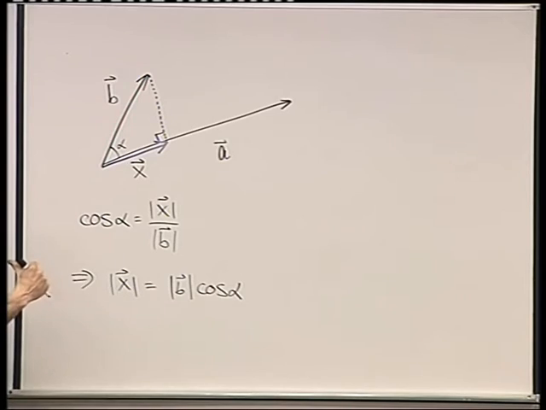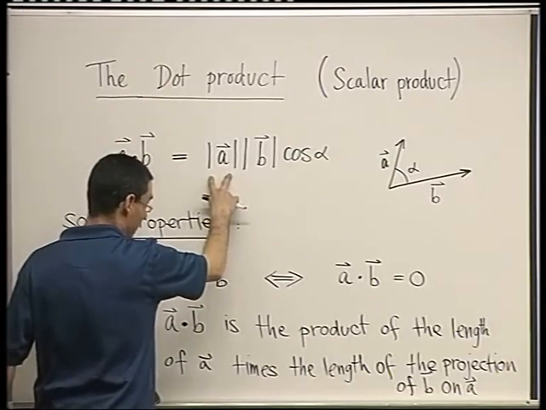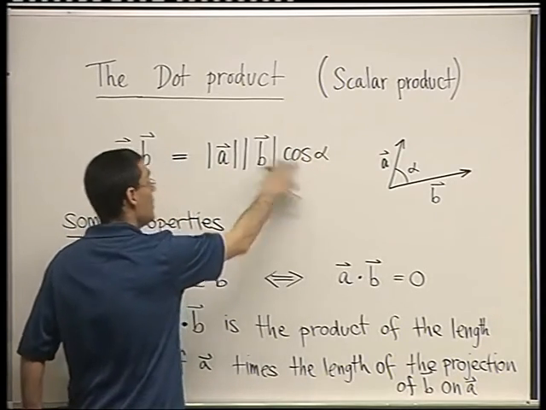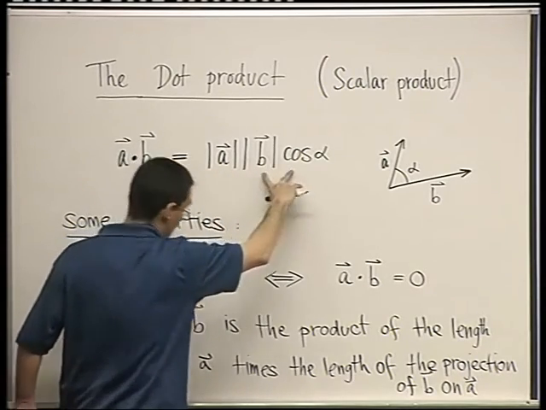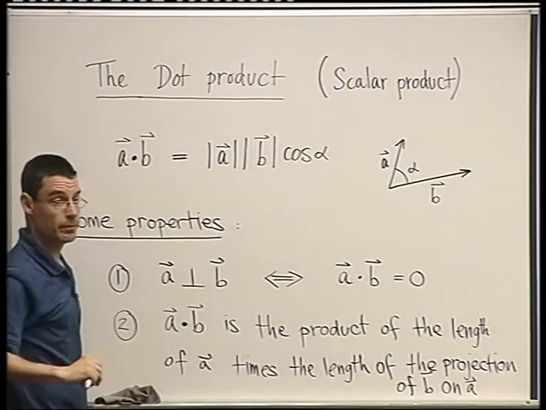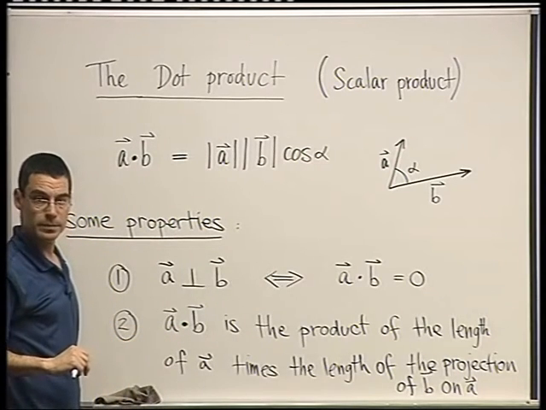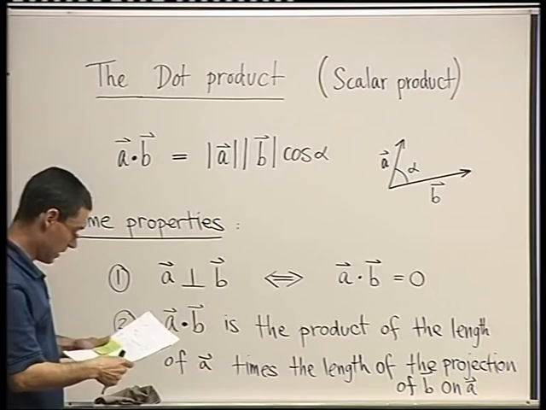Hence, back to the previous board, A dot B, which is A times B cosine alpha, is the length of A times the length of the projection of B on A. Clear? Okay, so that's this remark.